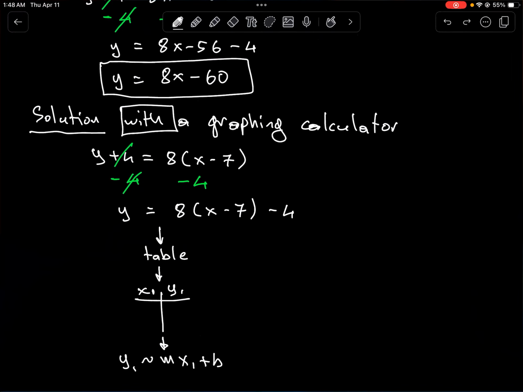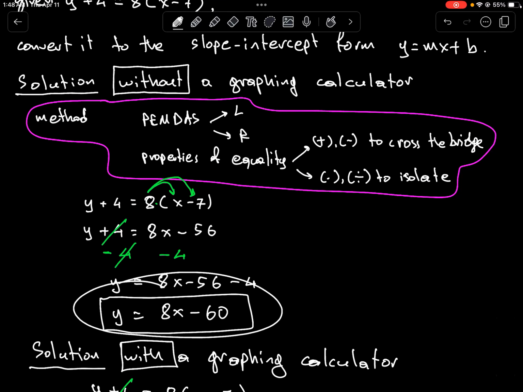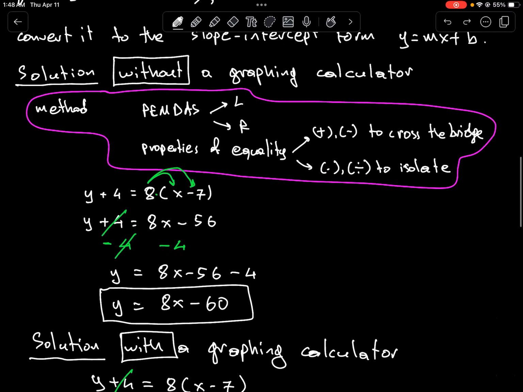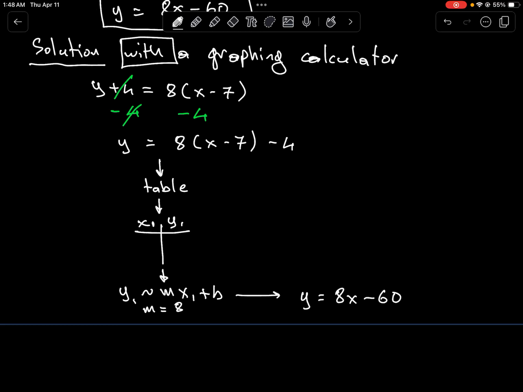What did we get in the previous method when we do it by hand? Y equals 8x minus 60. So we're good. So the bottom line was that y equals 8x minus 60, because once I did that, my graphing calculator told me that m is 8 and b is negative 60. Okay, so here is the method.